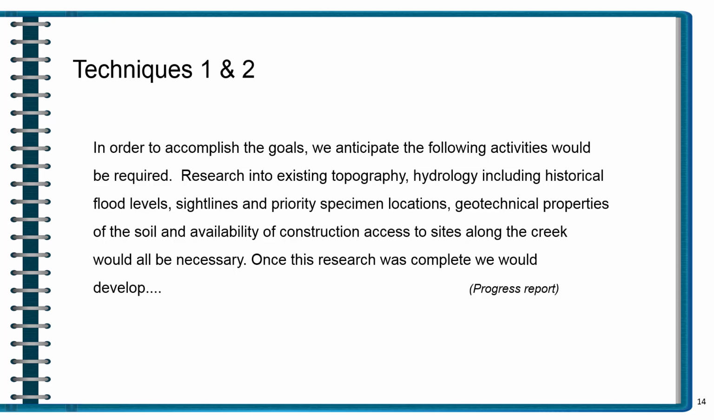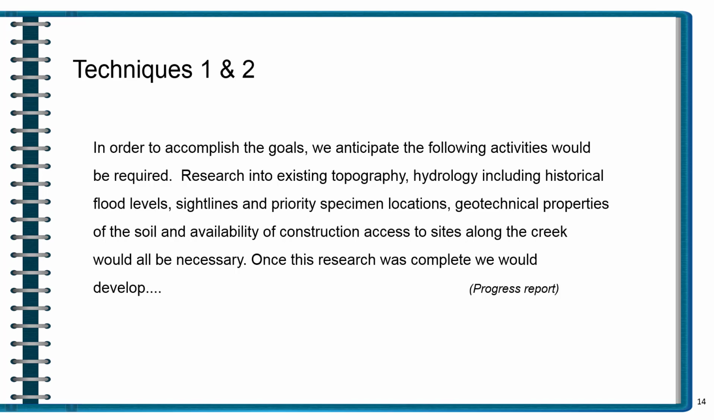Here is a student example that needs revision. In order to accomplish the goals, we anticipate the following activities would be required: research into existing topography, hydrology including historical flood levels, sightlines and priority specimen locations, geotechnical properties of the soil, and availability of construction access to sites along the creek would all be necessary. Once this research was complete, we would develop.